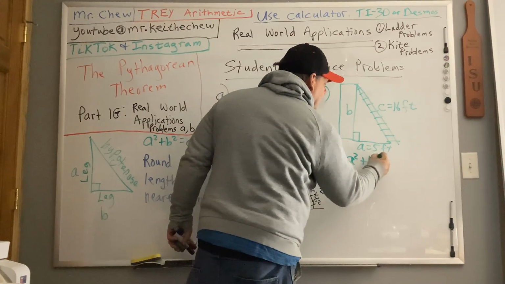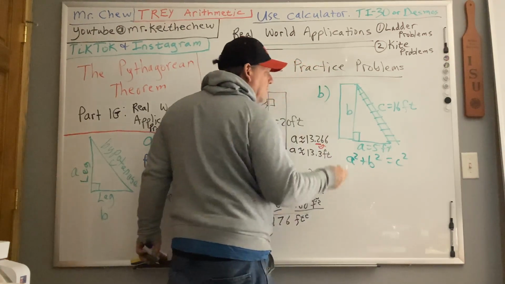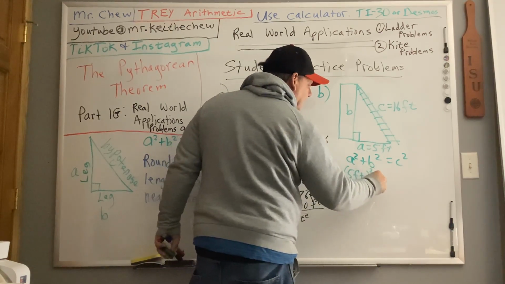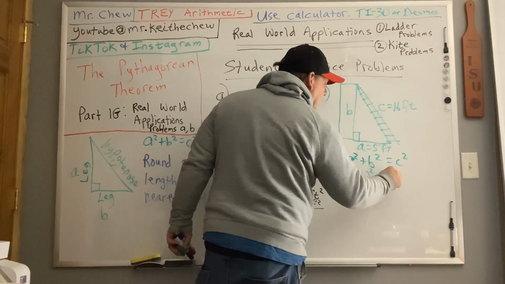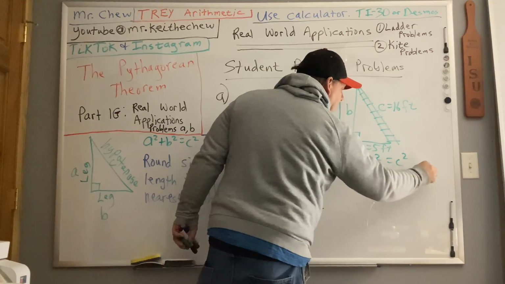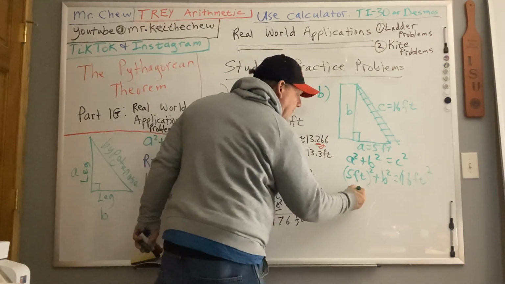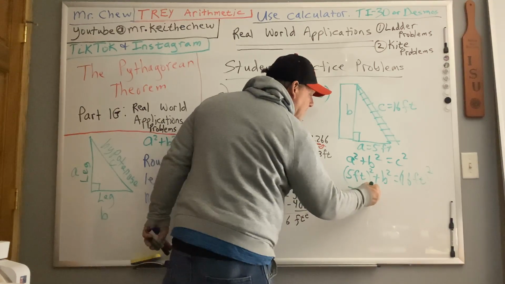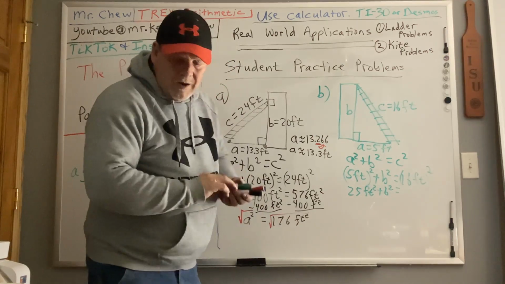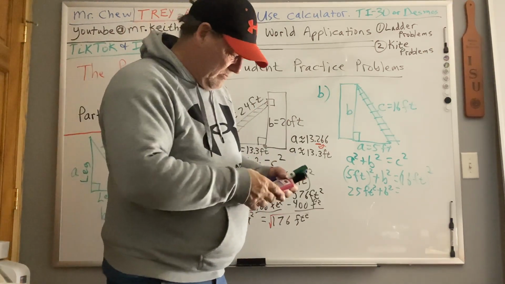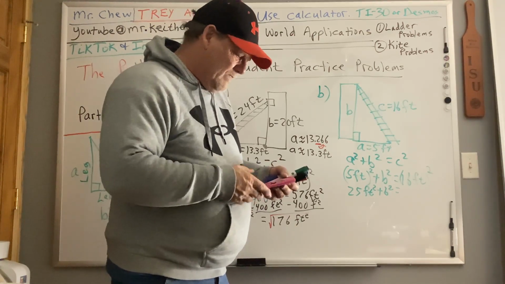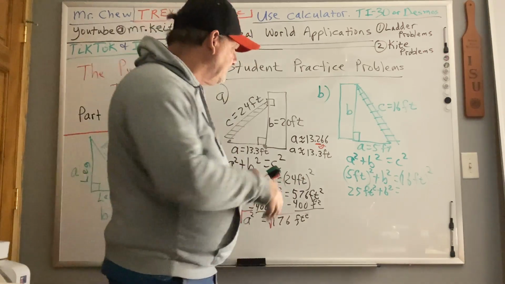A squared plus B squared equals C squared. I know my A is 5 feet, and I square that. Don't know my B, but I know that my 16 feet is my C, and I square that. This is 25 feet squared plus B squared equals, and if you don't know, and I do know, but just use your calculator to find 16 x squared, 256.